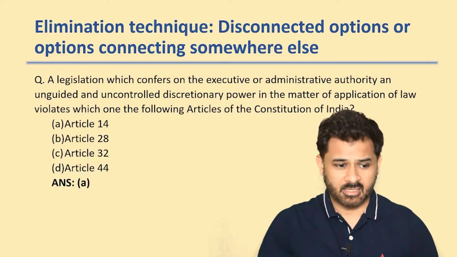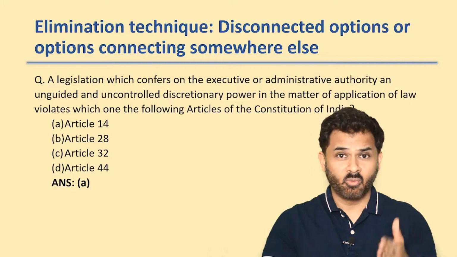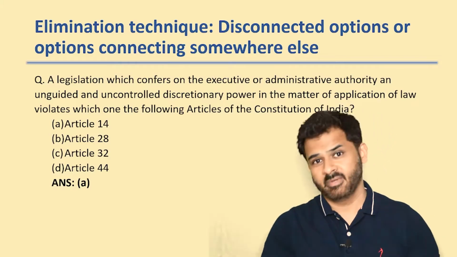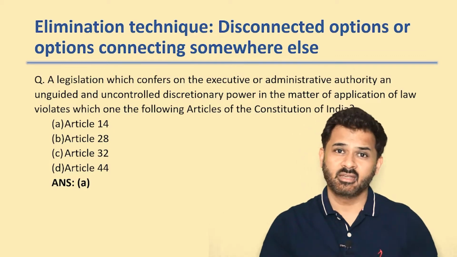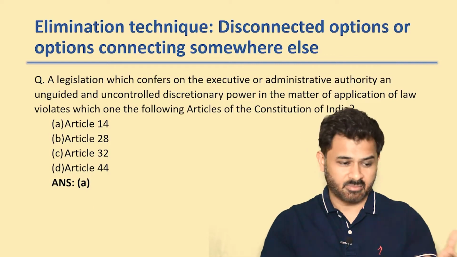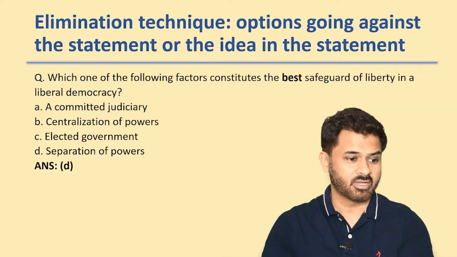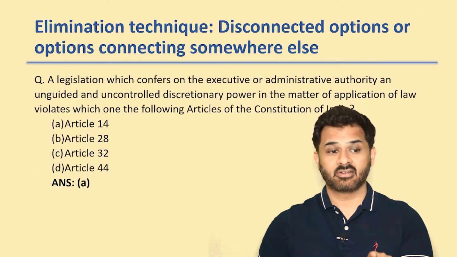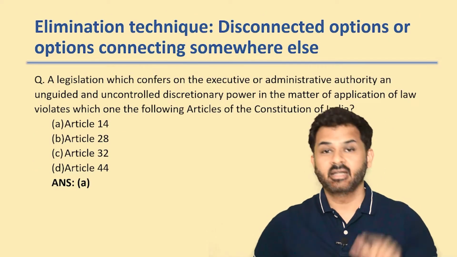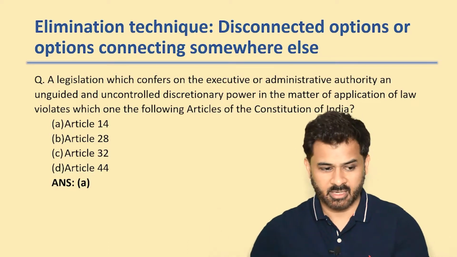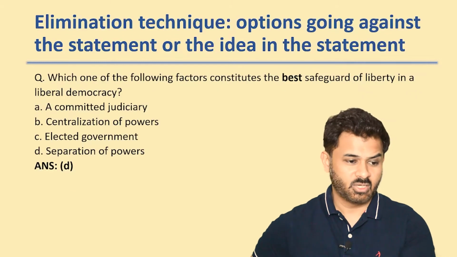But suppose you don't know the answer. You know that Article 28 is related to religious freedom, and 44 is a DPSP, the uniform civil code. So at least two of them can easily be ruled out, and out of the rest, you can mark one of those answers. In this case it is pretty clear what the answer is. So the first one is disconnected, right? That means option B and option D are disconnected from the question, so you rule them out. Similarly, with respect to many questions, you can do this.